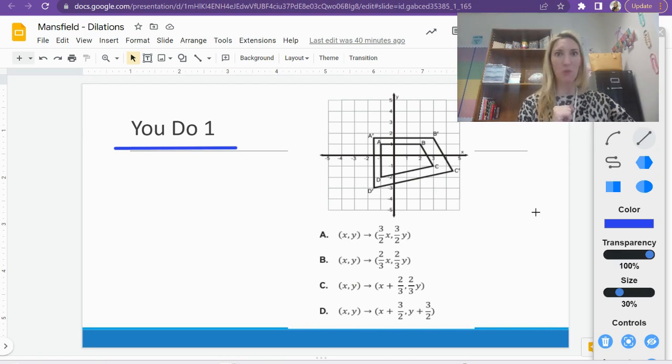So look at the picture, look at the image, and then tell me which rule is the correct rule for this dilation, right? Remember to ask yourself, is it multiplying? Is it the same number? Okay. Does it have to be bigger than 1, smaller than 1, growing or shrinking? So which one is doing that? All right. Go ahead, pause the video, give it a try.